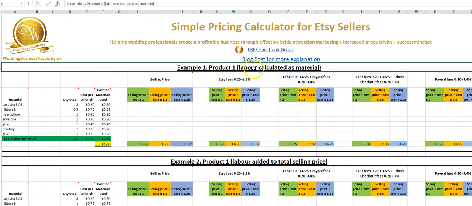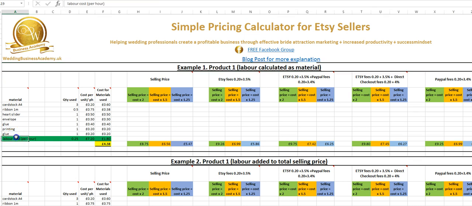And here, the first example, as it says above, is where labor is calculated as material. So I've added the labor cost to produce this particular invitation as a material, just to make sure I actually account for my labor. I spent 15 minutes making this invitation and I want to pay myself £7.20 per hour, which is the current minimum wage for the UK, I believe. And this is a labor cost. So this is the total cost of material and labor used to make this invitation. So this invitation cost me £4.38 to make.